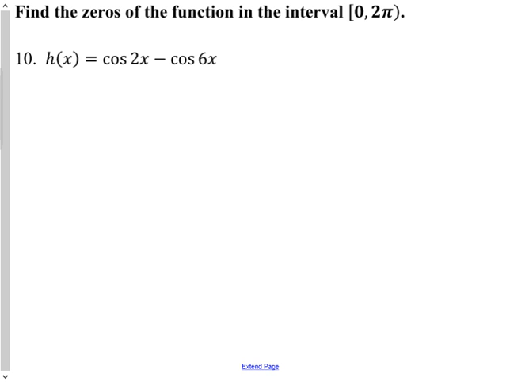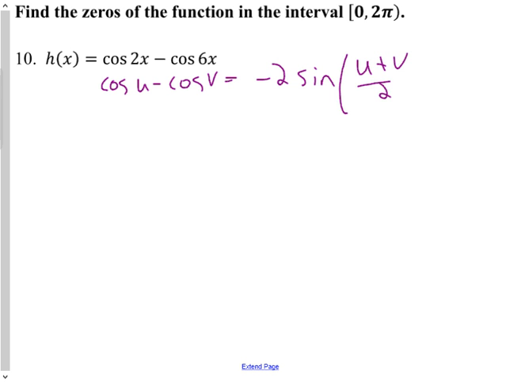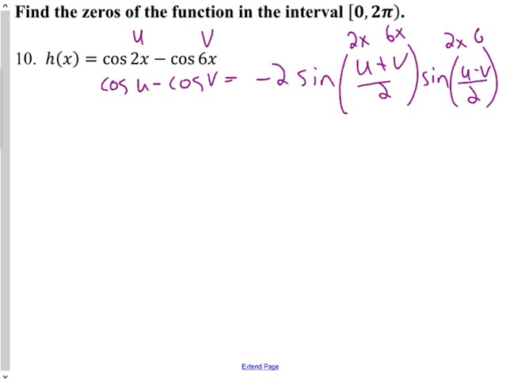This is cosine u minus cosine v, which equals negative 2 sine of u plus v over 2 times sine of u minus v over 2. And then we just fill in the u and v's and simplify. So u is 2x, v is 6x. And then plug it in. Negative 2 sine, 2 plus 6 is 8x. 8x divided by 2 is 4x. Right, the top is 8, and then you did the dividing. Over here, we're going to get negative 4x, negative 4 divided by 2 is minus 2x.